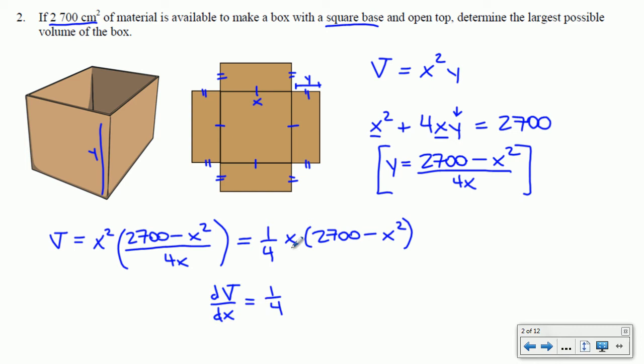So I need to do product rule to this. The derivative of the first is 1 times the second, which is 2700 minus x squared. And then I need to add the derivative of the second times the first. So times x, the derivative of the stuff inside the brackets is just going to be negative 2x.